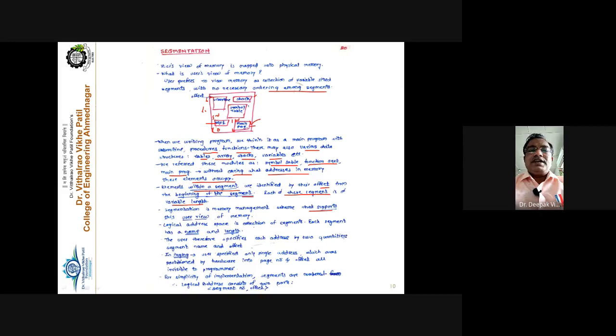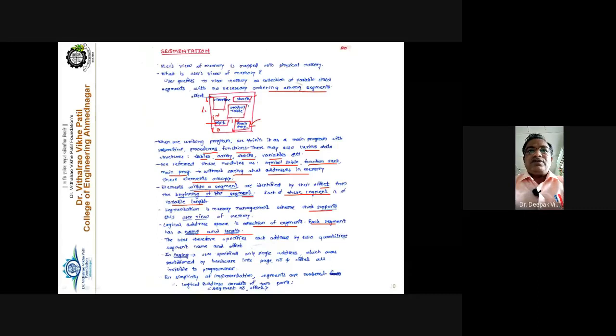So the logical address space is a collection of segments. Each segment has a name and a length. Like in paging, where we have p and d, the page number and offset d, here also you have the segment name and the length of that particular segment, which is the displacement.